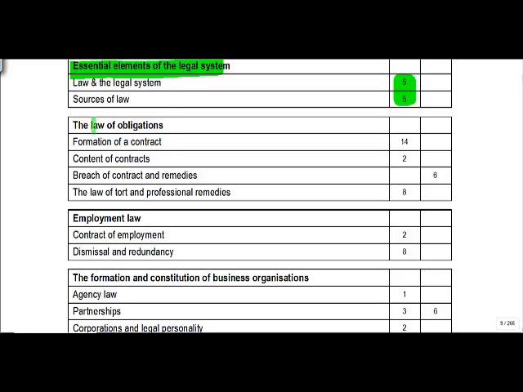The law of obligations, and by this we mean contract law, contract formation, breach of contract, damages, as well as the tort of negligence, well, this appears to have a much higher weighting. So we've got, as you can see there, 30 marks overall, so clearly quite an important area of the syllabus. Employment law, a little bit like essential elements of the legal system, 10 marks available, so it looks as though it's around about 10% of the syllabus.